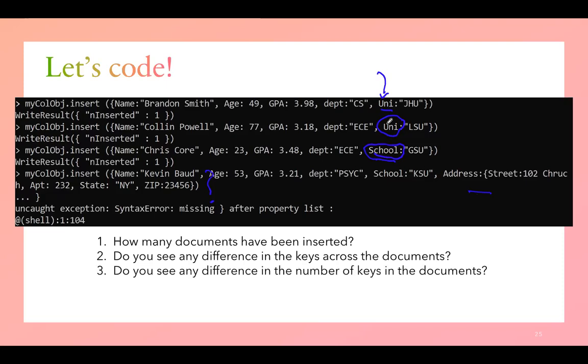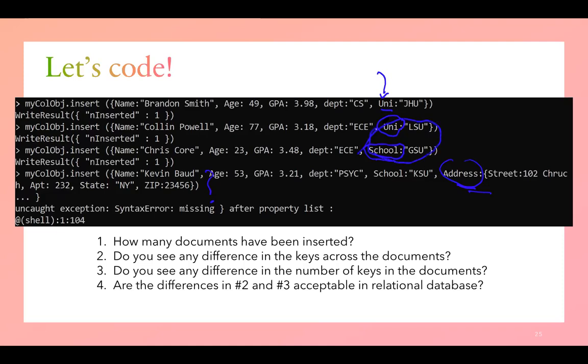Okay, let's move on to the next question. Do you see any difference in the number of keys in the documents? That's obvious, right? This one has more keys, one extra. Anything else you notice? The rest of the things look pretty similar. Are the differences in number 2 and number 3 acceptable in a relational database? This is not acceptable, right? That means if the name of the column is school, for all sorts of entries, you should use school. You cannot use anything else.